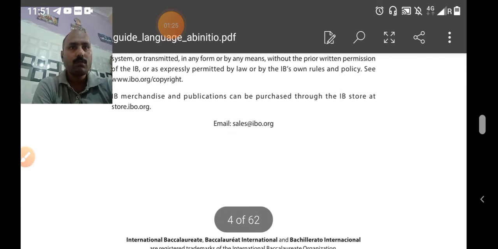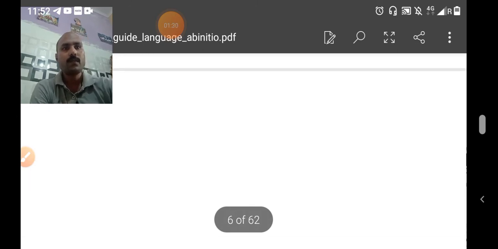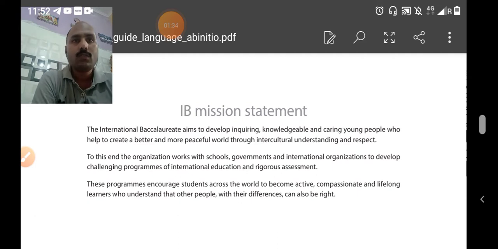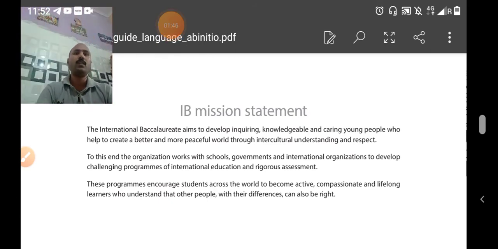Now before we start with our lesson, the first thing here is the IB mission statement. See, once we are starting our career in IBDP, we all must revise this: what is the mission statement? Before we go to the IB mission statement, we should know why the IB has set the mission statement.